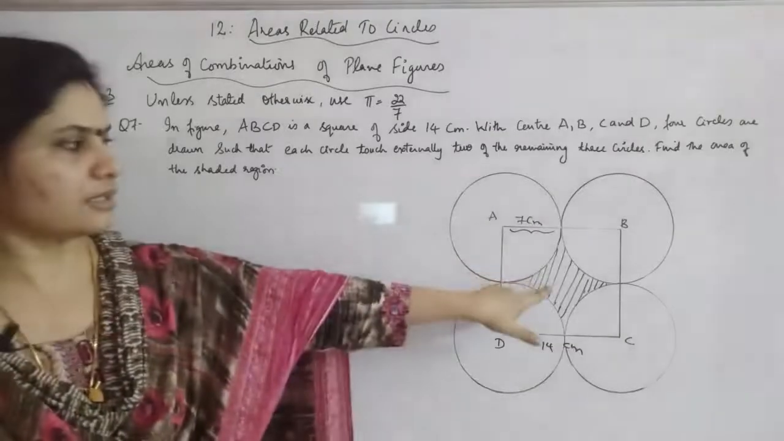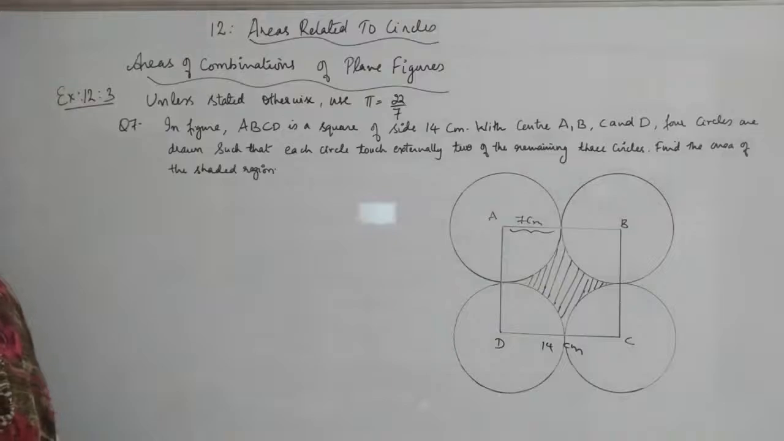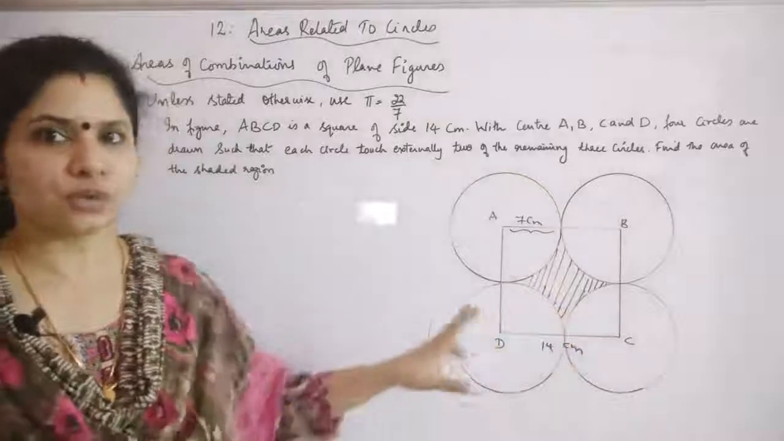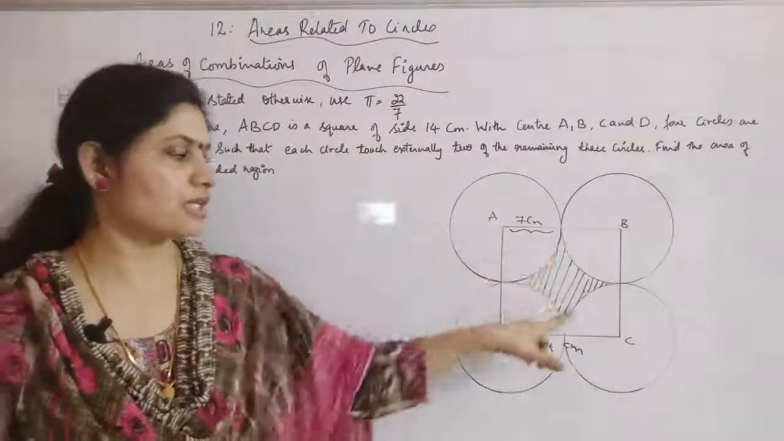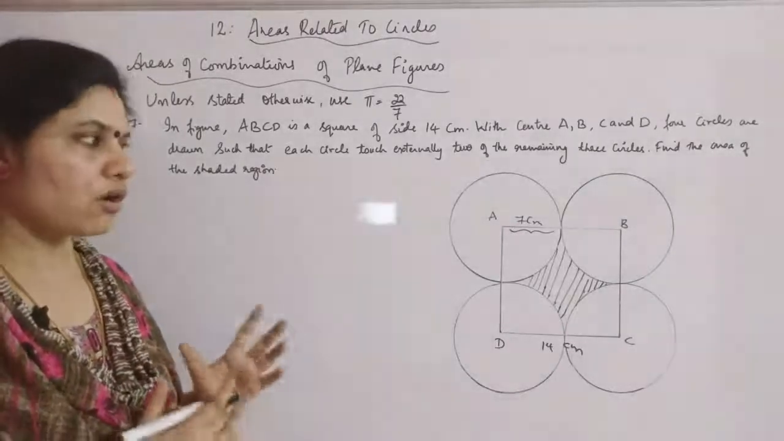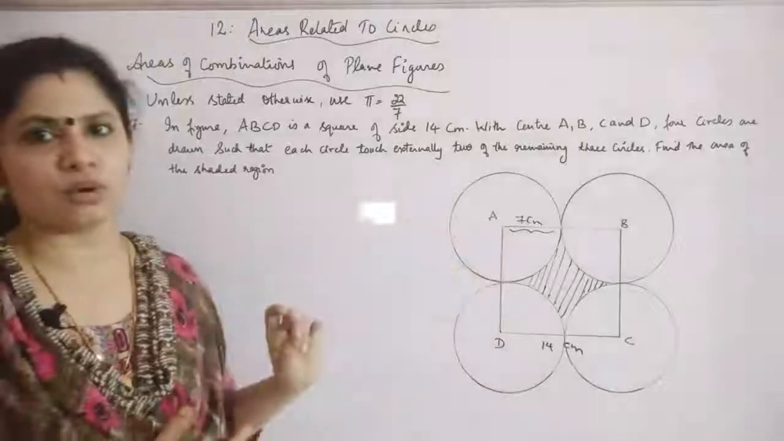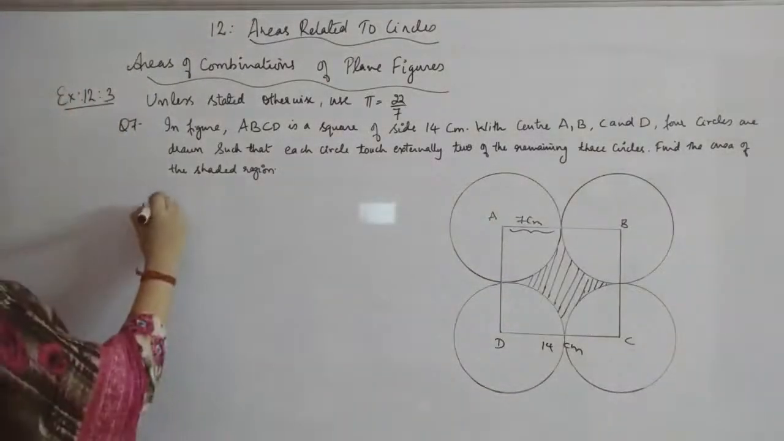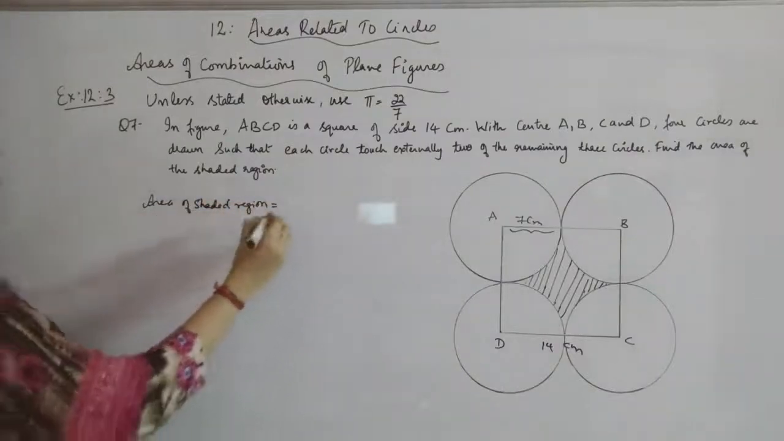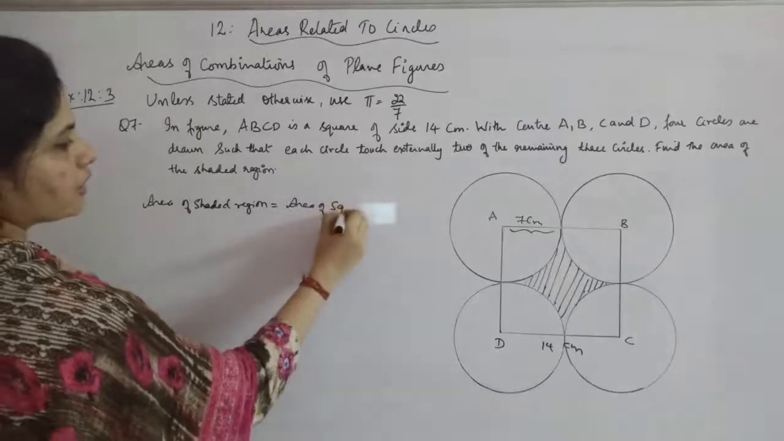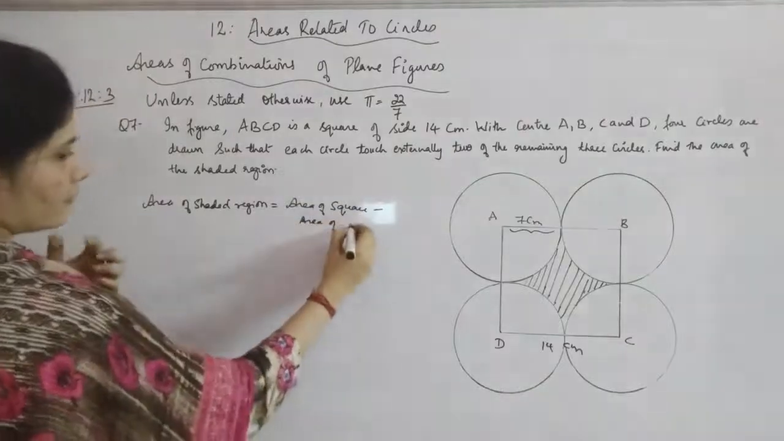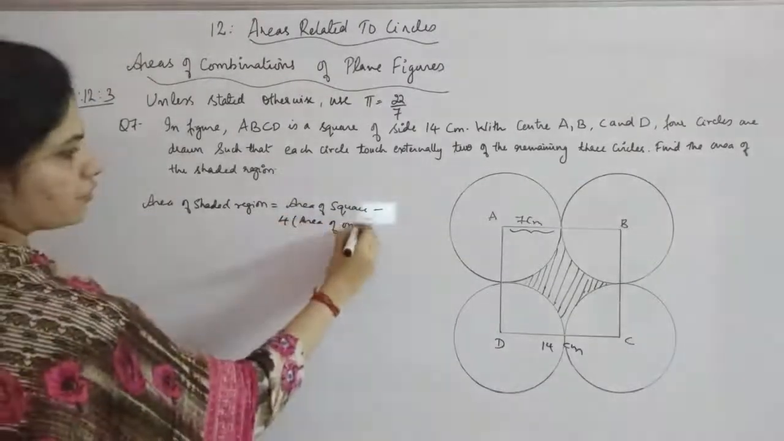Now in order to get this portion, what you have to do? Area of the square minus area of these 4 quadrants. Now again, while treating these 4 quadrants, if you consider them together, that is forming one whole circle. Or else you can make it as 4 into area of one quadrant. Okay, so let's start. Area of the shaded region is equal to area of the square minus area of, you can say 4 into area of one quadrant.